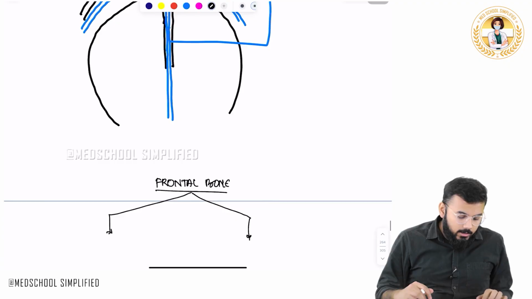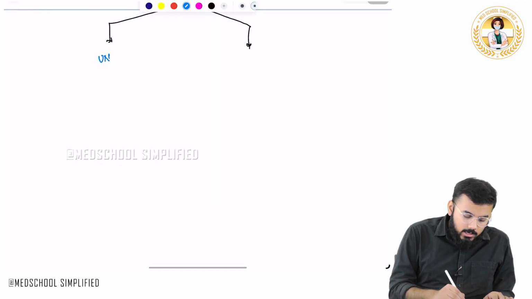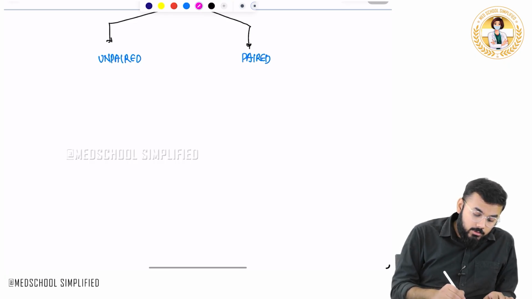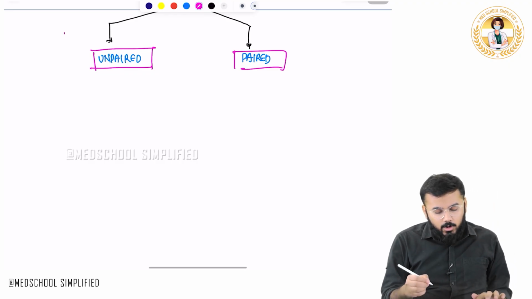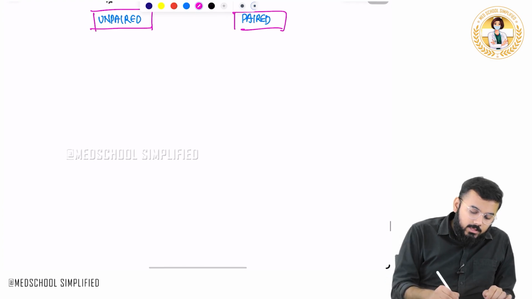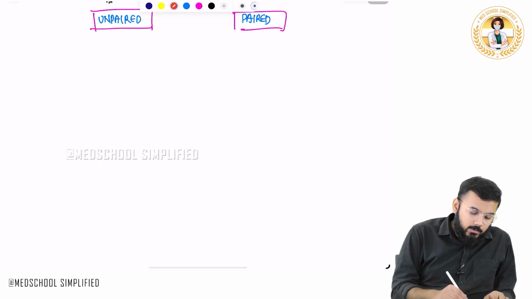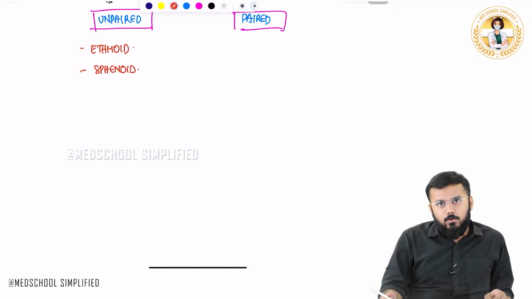One group of bones which you can see over here is called the unpaired group. Another group of bones is called the paired group. So two groups: one is your unpaired group and the other is your paired group. So what is this unpaired and what is this paired group? Within this unpaired group, you have got two bones: ethmoid and sphenoid. They both are unpaired. So one is your ethmoid and the other is your sphenoid. So these two bones over here are the unpaired group articulating with the frontal bone.